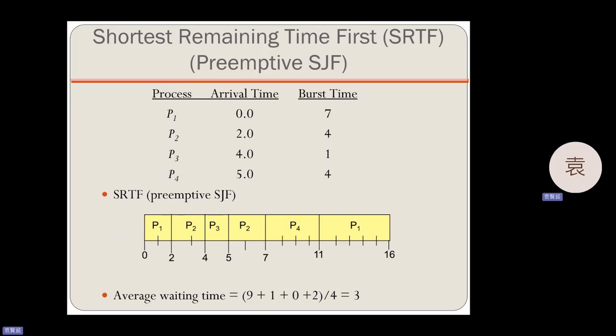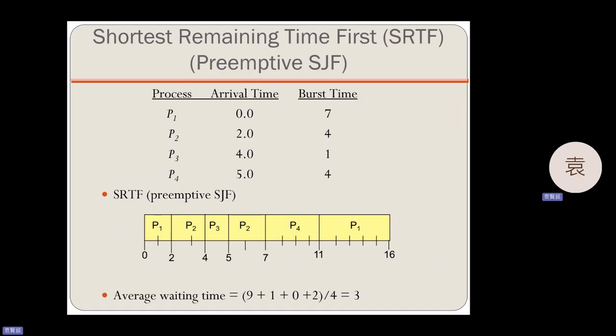Actually, P2 finishes at 7, and the burst time is 4. So 7 minus 4, the turnaround time is 5. P2 starts from 2 and finishes at 7, so 7 minus 2 is 5. So the turnaround time for P2 is 5, and the burst time is 4. So the waiting time for P2 is 1.